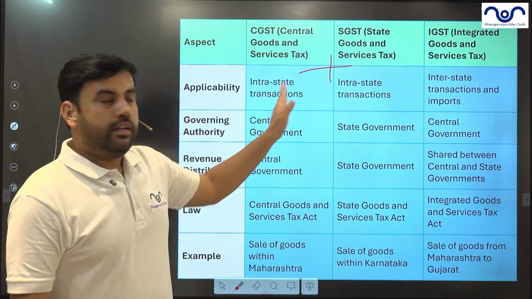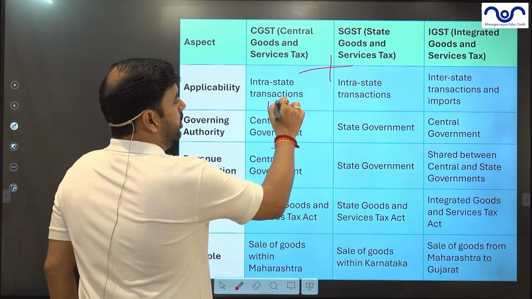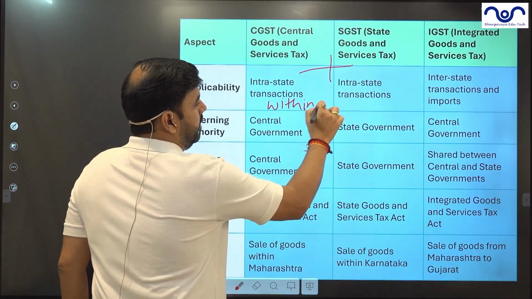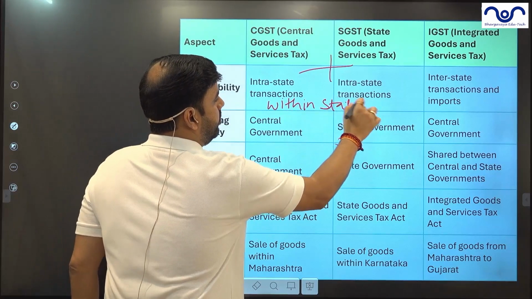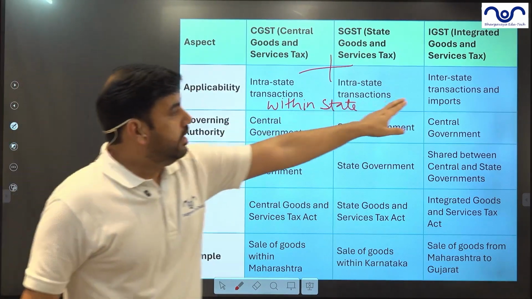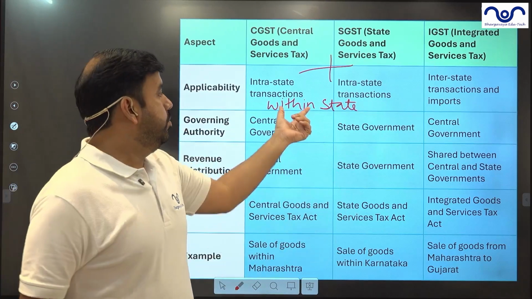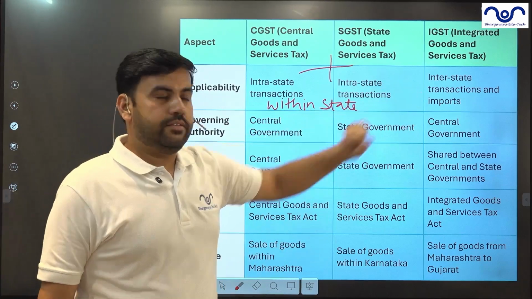Center and state apply in intra-state, within the state. So this is within the state. This is within the state. That is interstate, right? Between the states. So it is within the state, that is between the states.